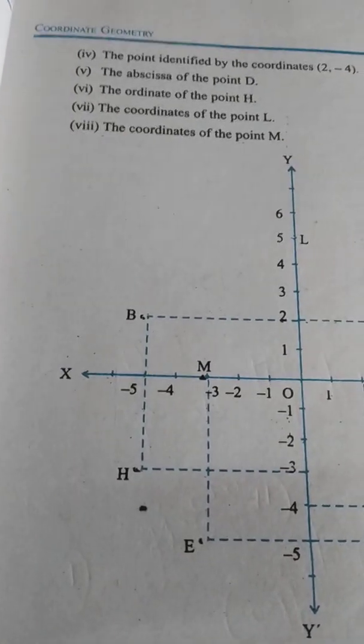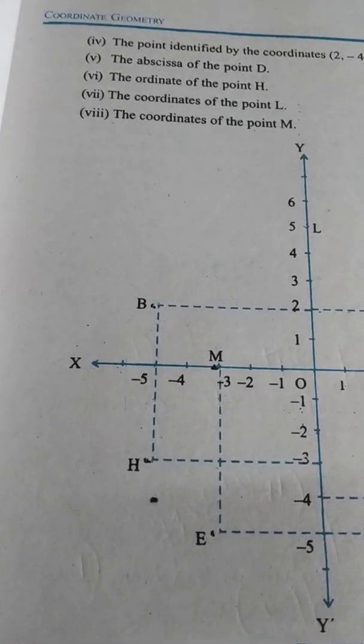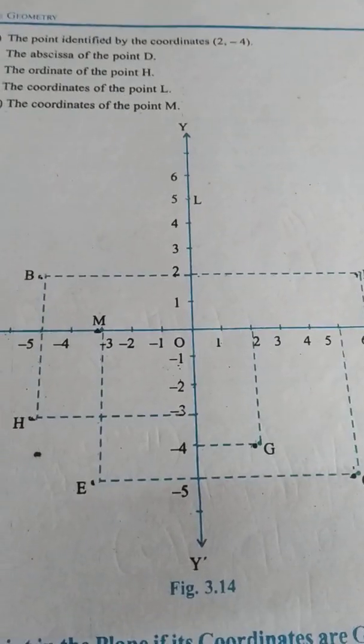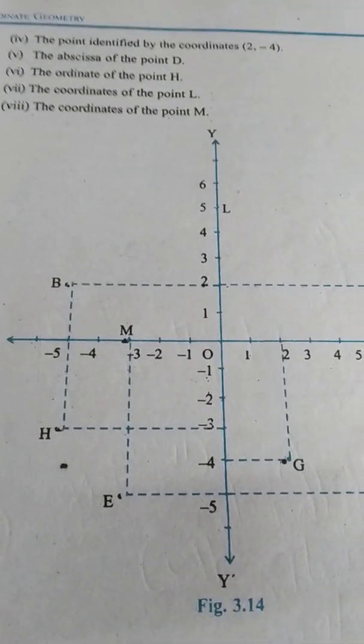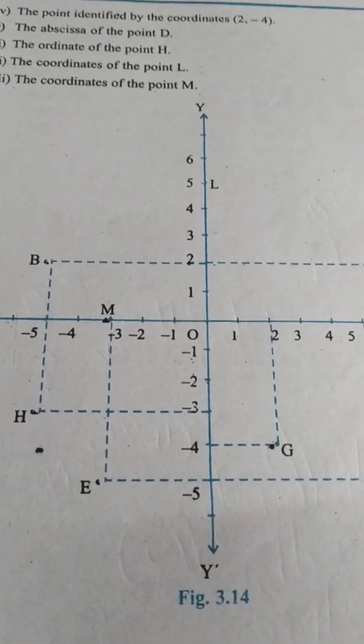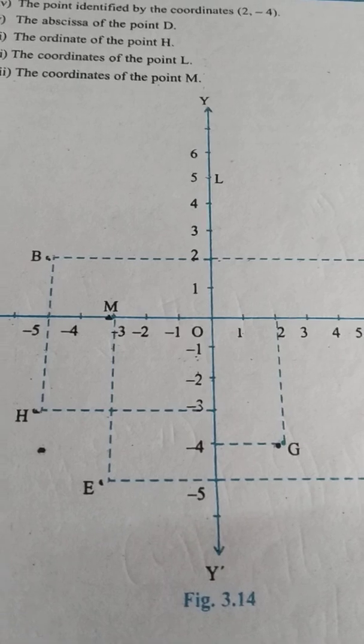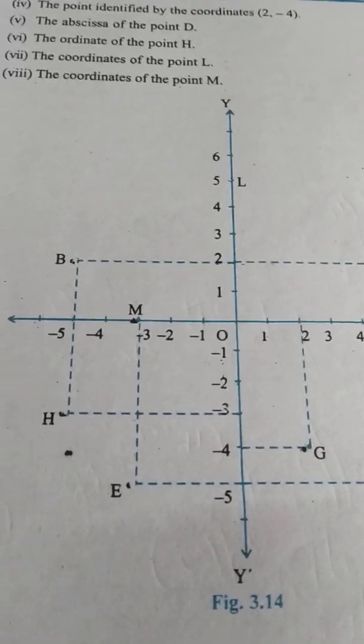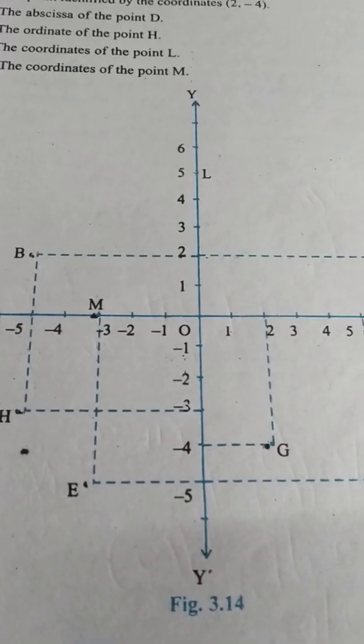The abscissa of the point D is 6. The ordinate of the point H is -3. The coordinates of the point L are 0, 5. The coordinates of the point M are -3, 0.